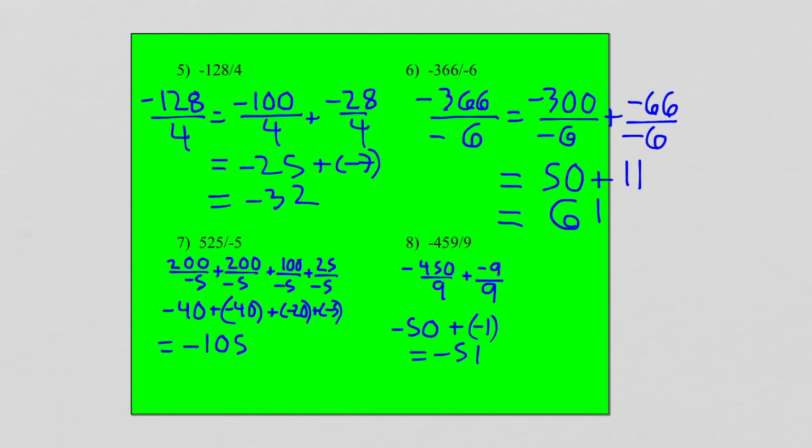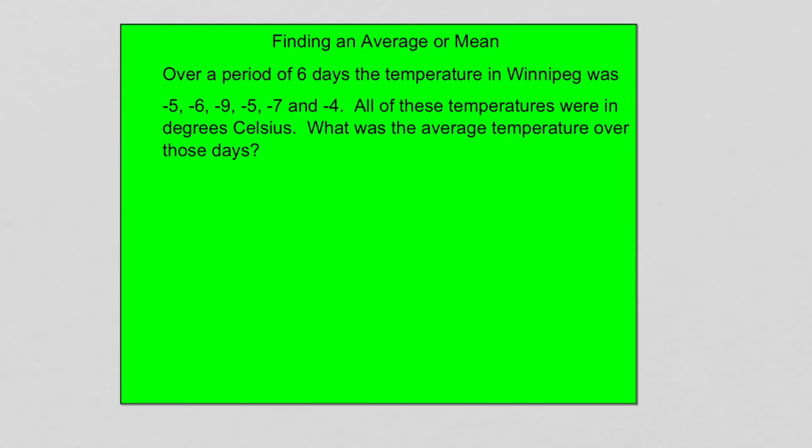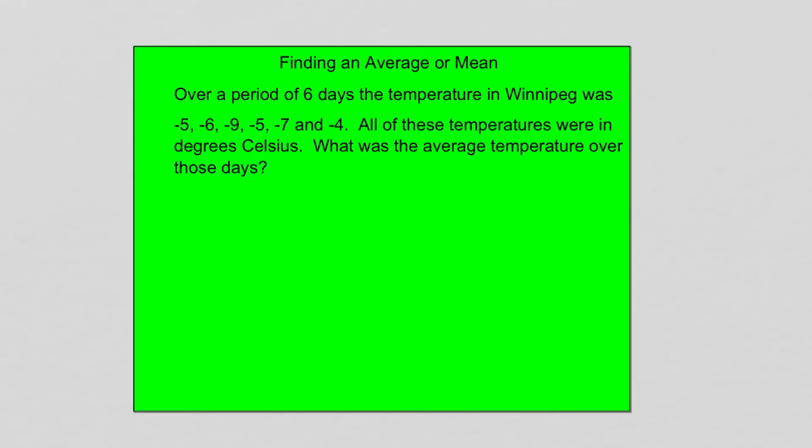Okay, so all these are ways we can divide larger numbers, and then remembering our sign rules. The last thing I want to do involves sort of an application of division, and that's finding the average or the mean. Now, finding the average or the mean is like a way of finding the middle of a set of data, or the central tendency.